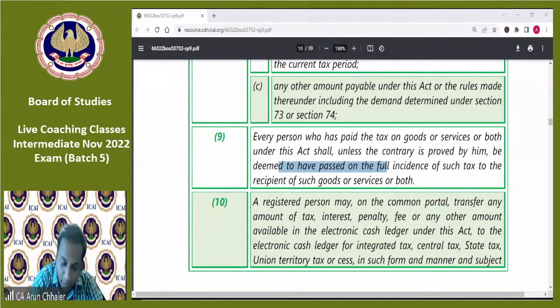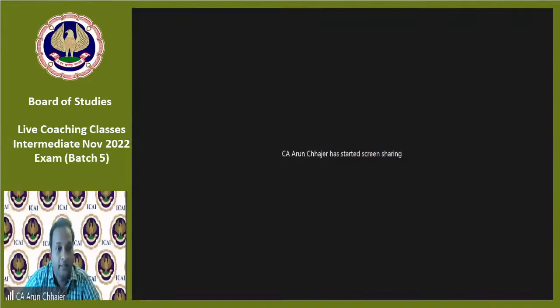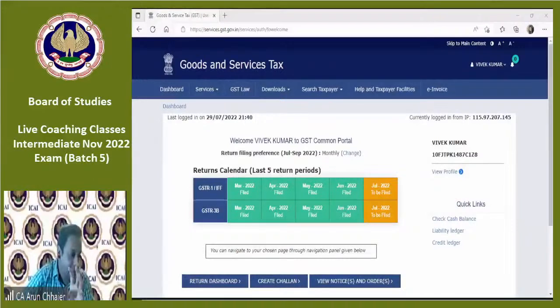So there is one more ledger, that is the electronic liability register, which we will also discuss. But first, I would like to explain the electronic cash and credit ledger.